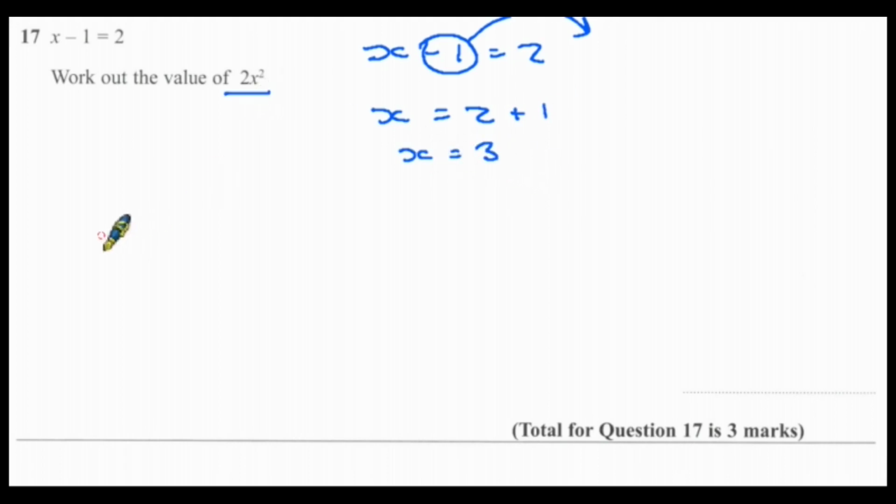We are looking for the value of 2x squared. Well, now that we know that x is 3, this must be 2 times 3 squared. Using BIDMAS, we do the powers first, so 3 squared is 9. 2 times 9 equals 18.